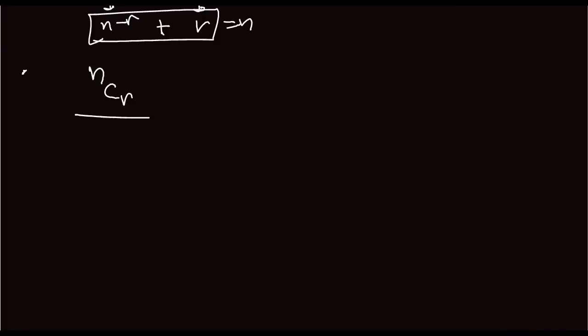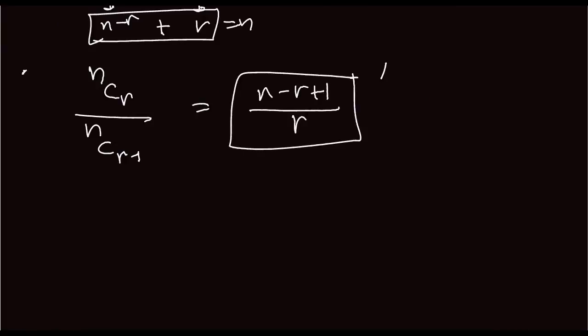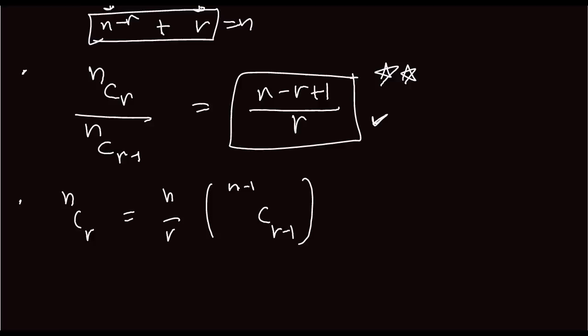Then we'll move on to the next one, which is nCr upon nC(r minus 1), which equals (n minus r plus 1) upon r. This is used in the binomial theorem to calculate the rth term, the rth coefficient. Next property: nCr equals n by r times (n minus 1)C(r minus 1). This is also extensively used in the binomial theorem. We take n and r outside, we have n by r, then we subtract 1 from each. So this is (n minus 1)C(r minus 1).